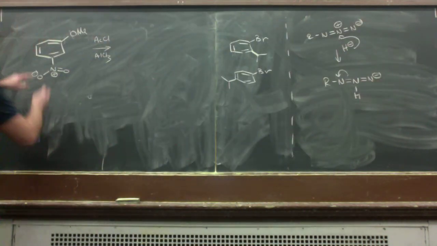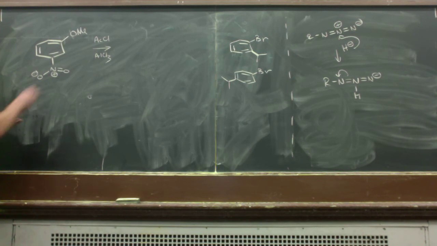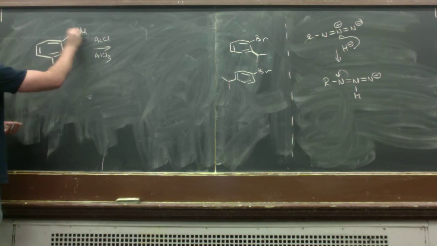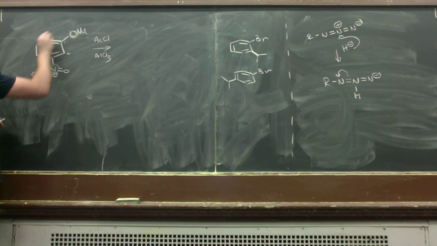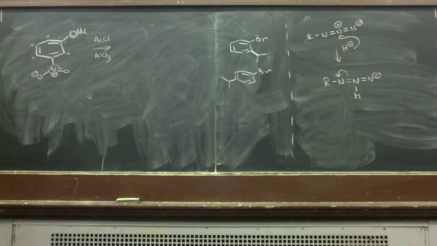So if we think about our nitro, and we think about our donating groups, the donating group would direct here, here, here, and here. And in the case of the nitro group, it would be here. And so you would likely get a mixture of products, here, here, here.